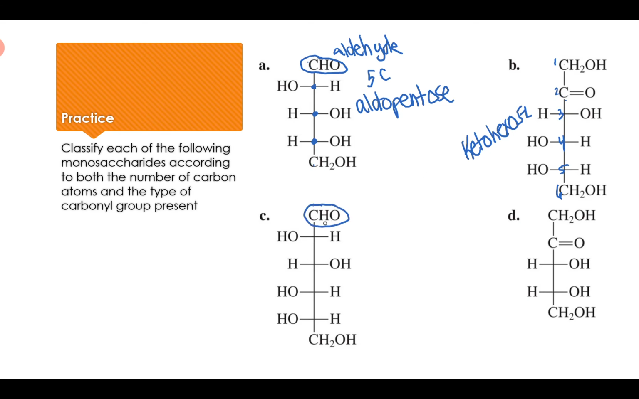This is another aldehyde. And so that's a 1, 2, 3, 4, 5, 6. So this is an aldohexose. This is a ketone. So D would be a keto. Then how many carbons is it? 1, 2, 3, 4, 5. That's a ketopentose.